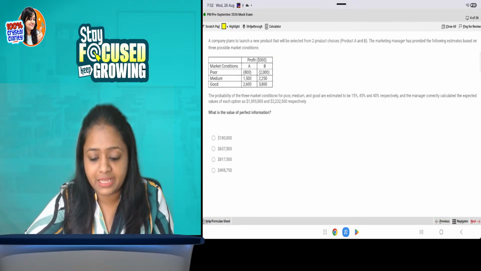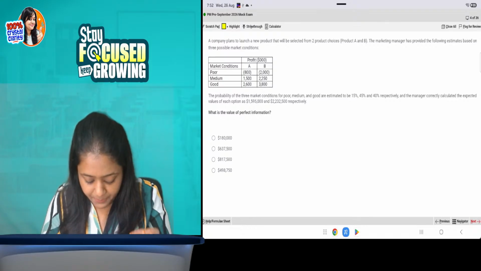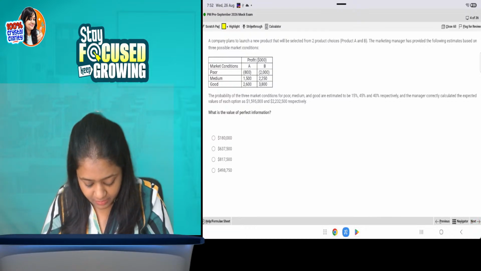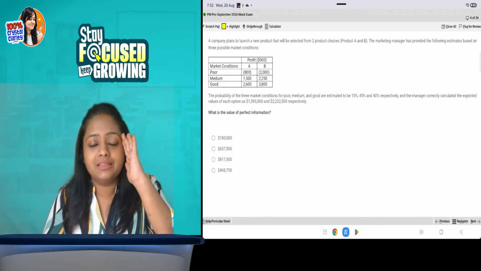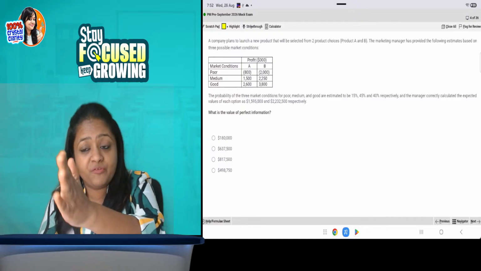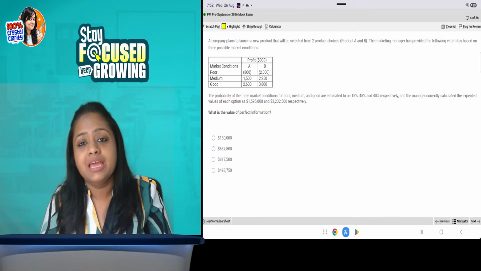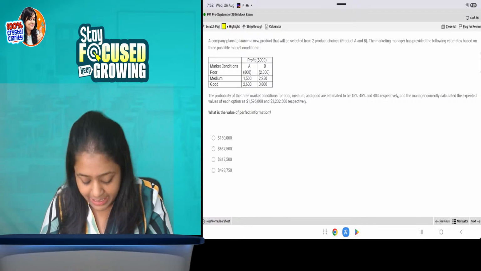So I am at the next question now, and that is a question on perfect information. The question says, what is the value of perfect information? Now, in the back of my mind, I know we have to take the expected value with perfect data and expected value with imperfect data, get the difference, and that is the value of perfect information. Okay, now let's do the calculation.